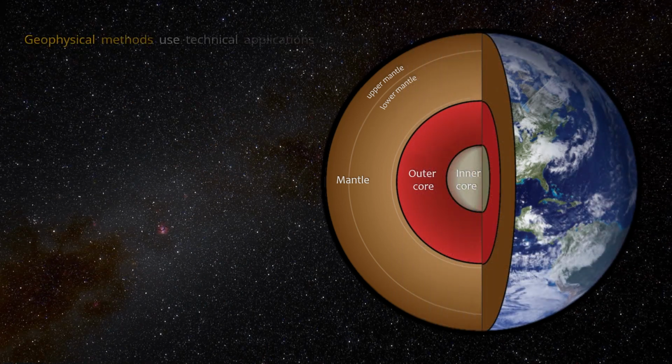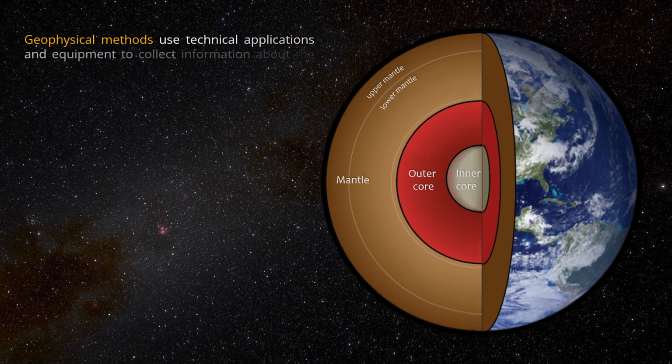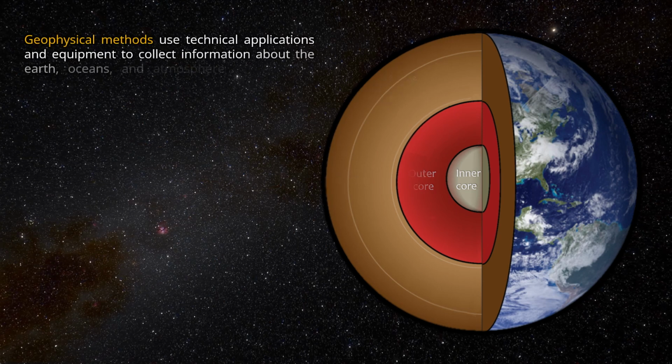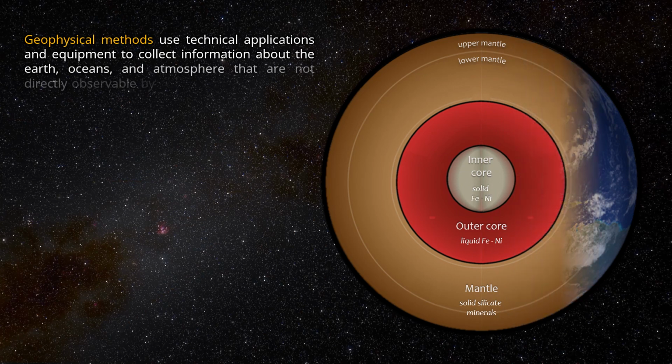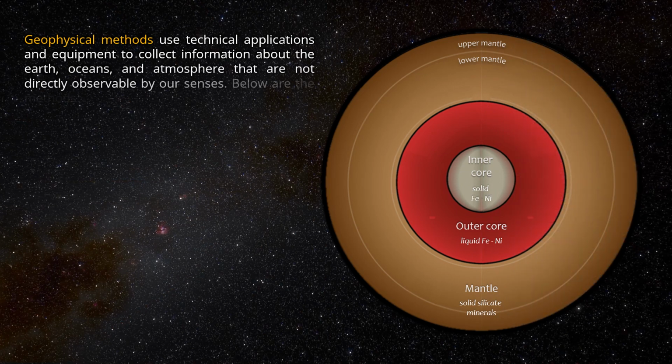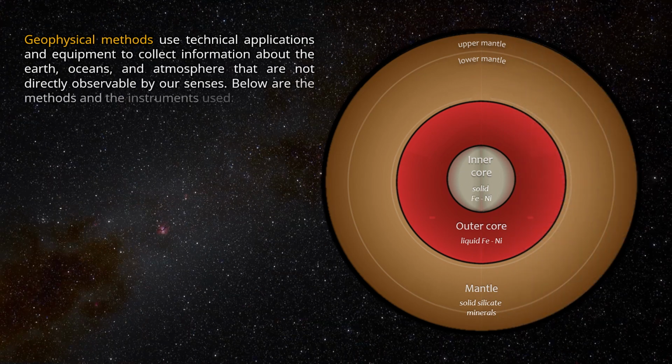Geophysical methods use technical applications and equipment to collect information about the Earth, oceans, and atmosphere that are not directly observable by our senses. Below are the methods and the instruments used.